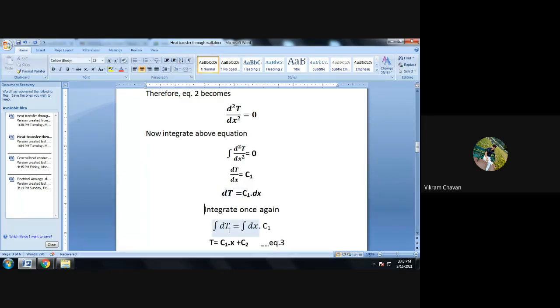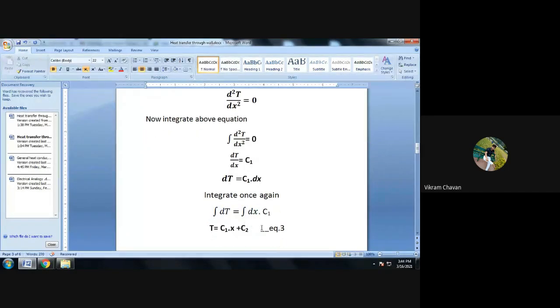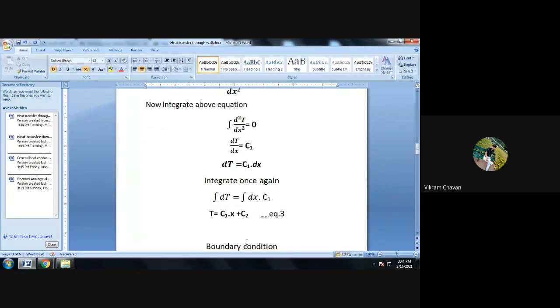So integration of dt will be equal to t, integration of dx will be equal to x, and c1 is the constant, it will remain as it is, c1 multiply by x. Once again another constant will be added for the second integration. So c1 is the constant for the first integration and c2 is the constant for the second integration. So plus c2 will be added over here. So we will get equation number 3 as t is equal to c1 multiply by x plus c2.